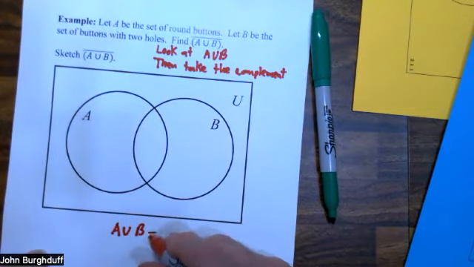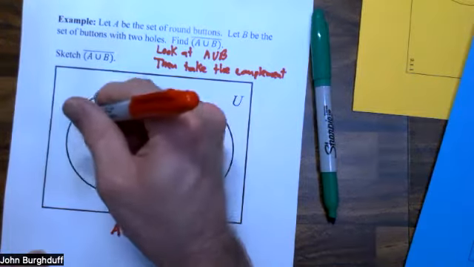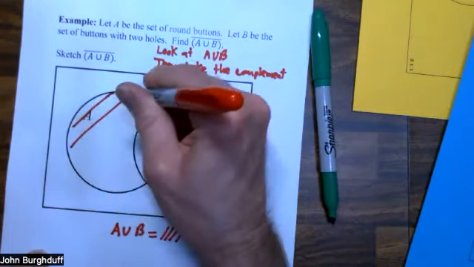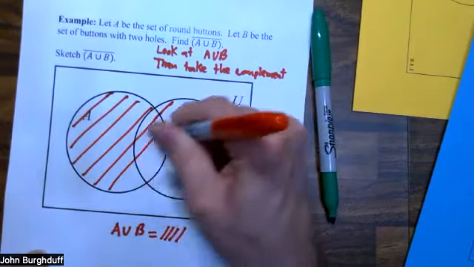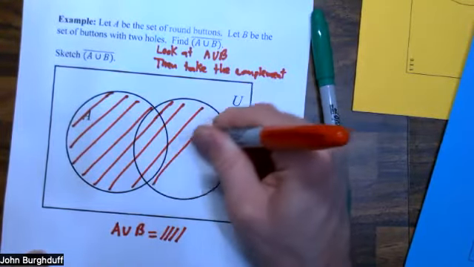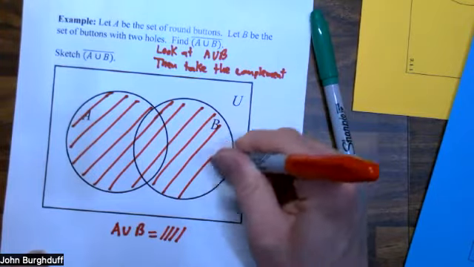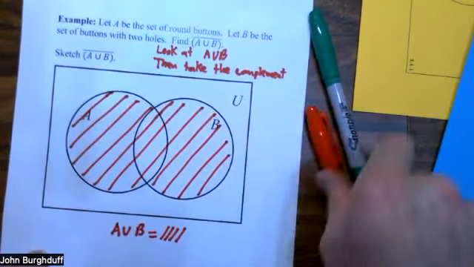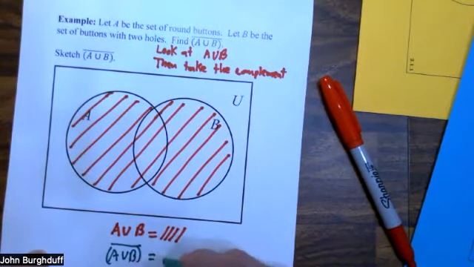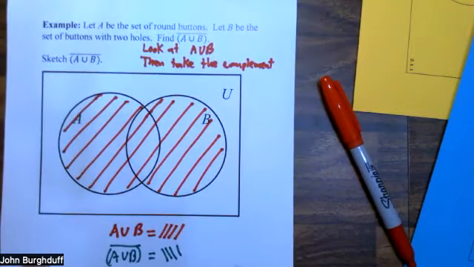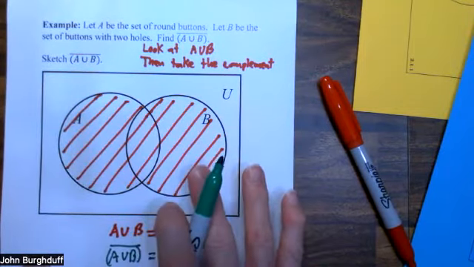A union B, we know. Let's suppose we do that in red. All the elements that are either in A or in B or in both, all of this area here. And the complement of that would be all the region outside of what I've got colored in red so far.